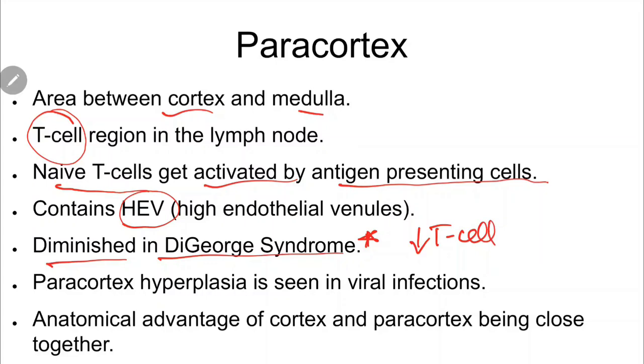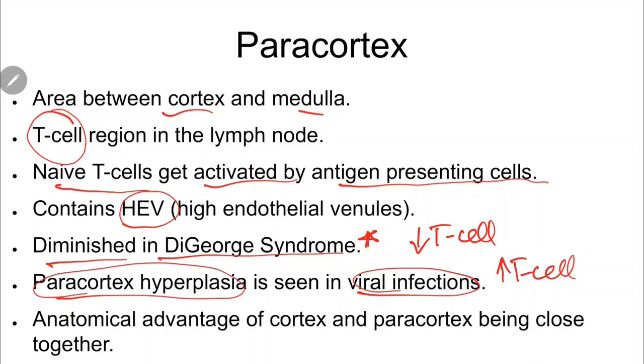And because you have low T cells, it makes sense that your area which is rich in T cells will be diminished or underdeveloped. And in cases of viral infections where T cell response is very high, you will have paracortex hyperplasia. Now, there is an anatomical advantage of cortex and paracortex being close together, and let me tell you how. First, you have your afferent lymphatics, and they are bringing an antigen, and that antigen can be from a pathogen that is infecting your body.